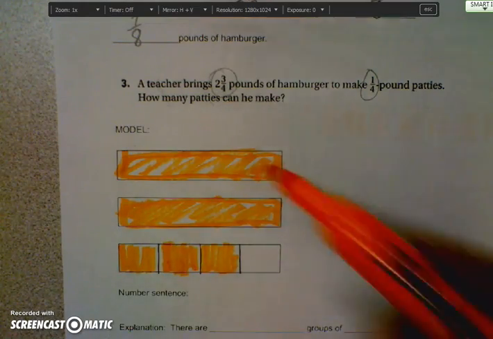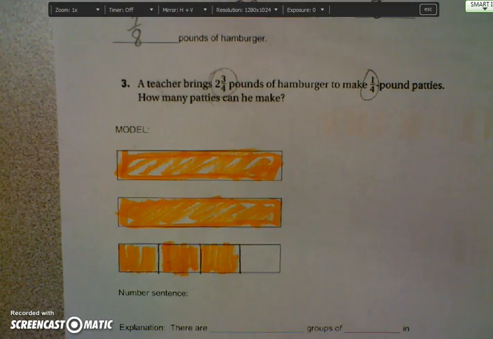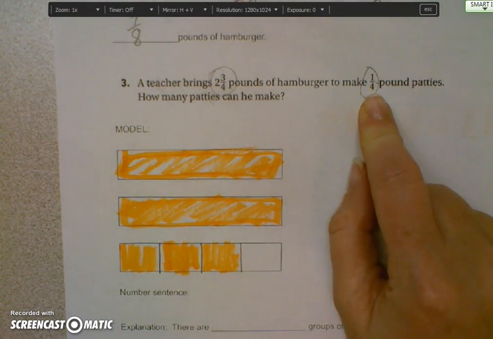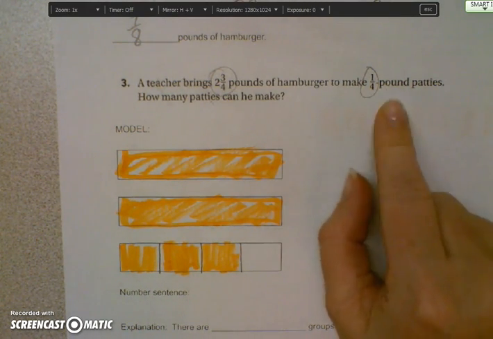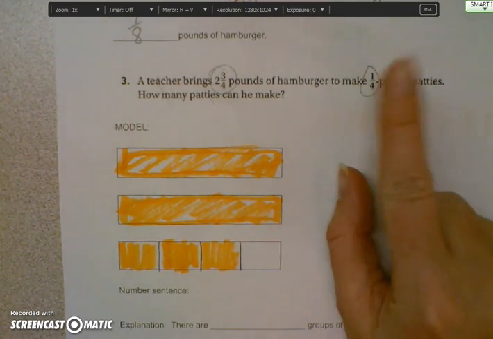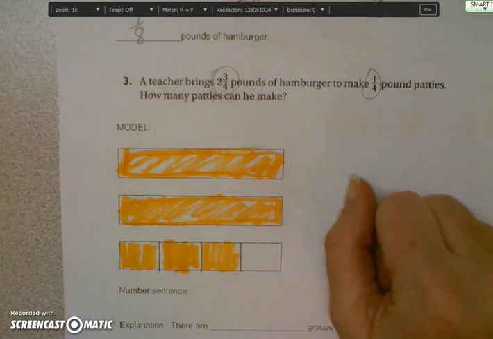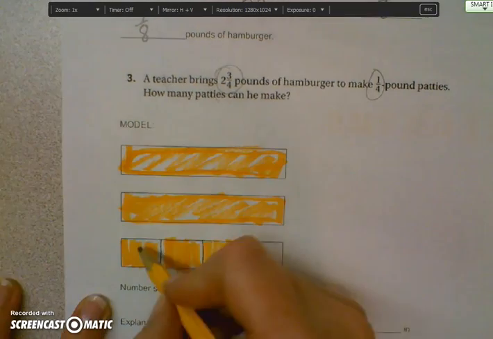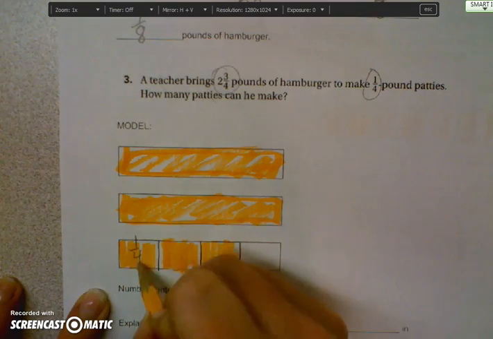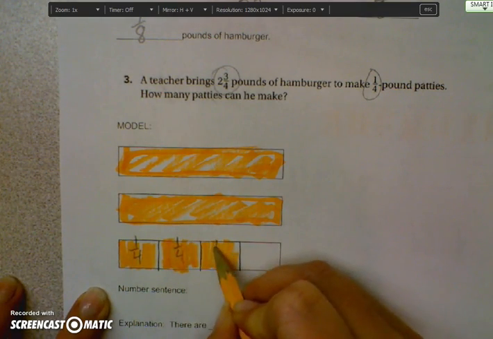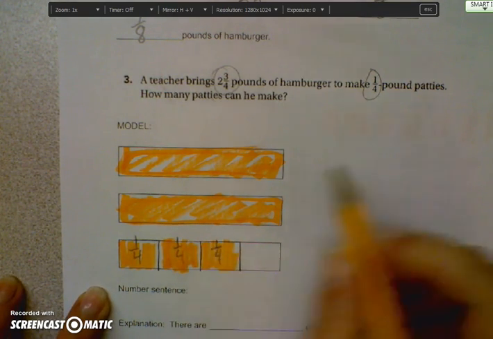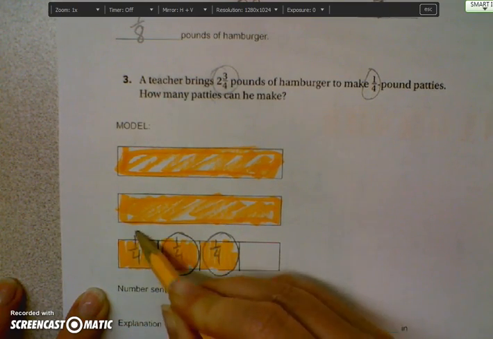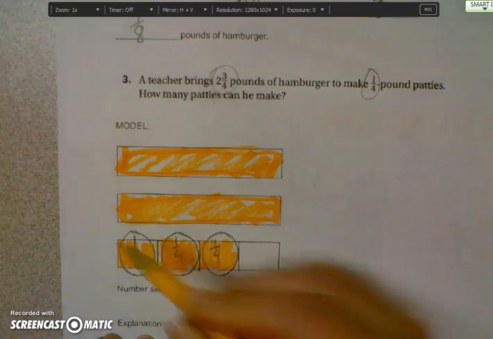Sorry about that. So there's our 3/4. We are going to make 1/4 pound burgers. We're going to make 1/4 pounders. So for every 1/4 pound of meat, we can make 1 burger. So we have a 1/4 pound here, 1/4 pound here, and a 1/4 pound here. That's going to make 1 burger, 2 burgers, 3 burgers.